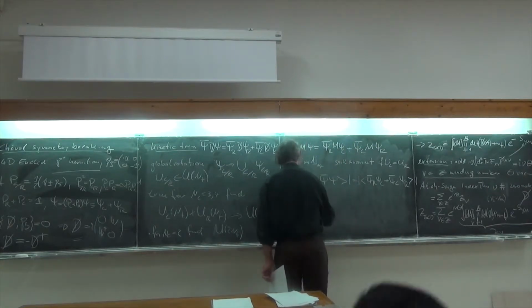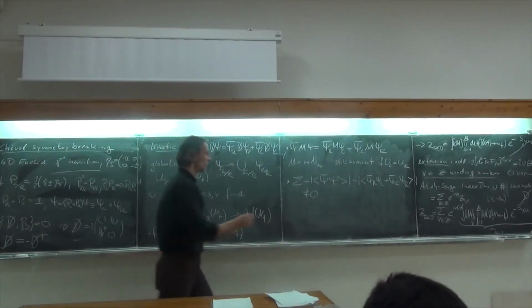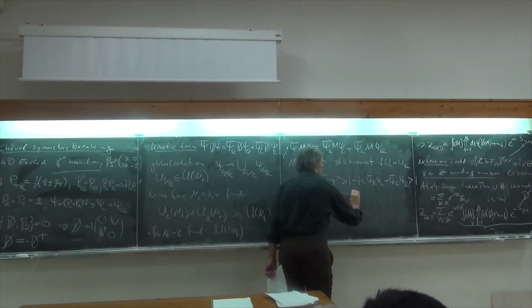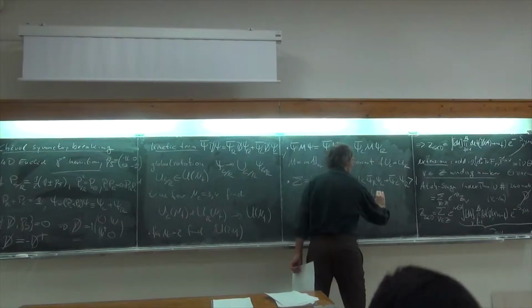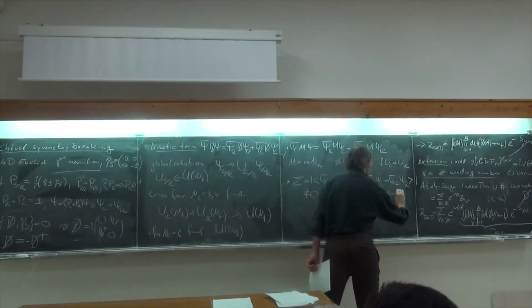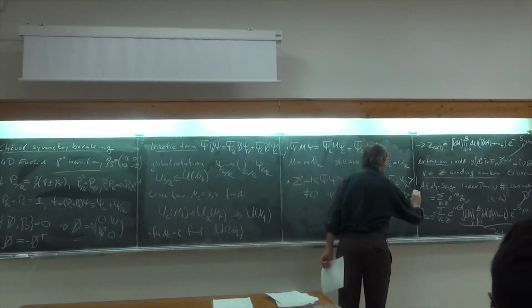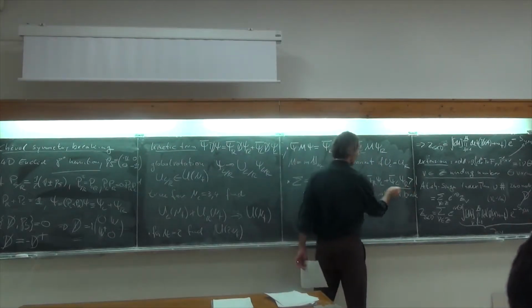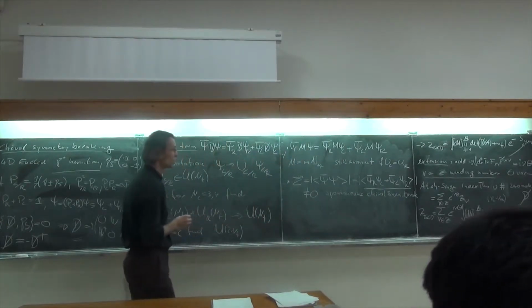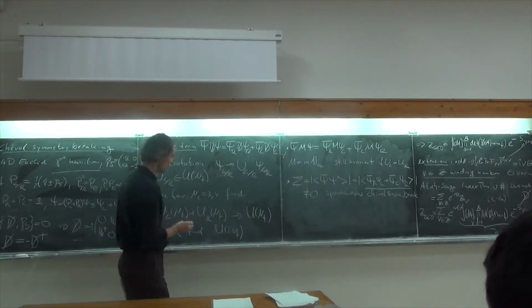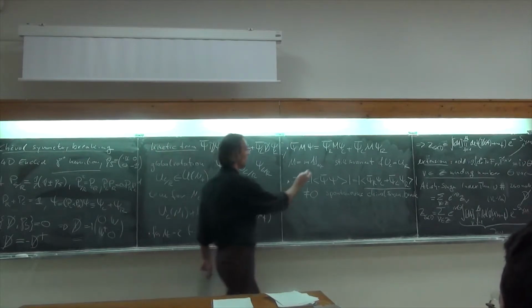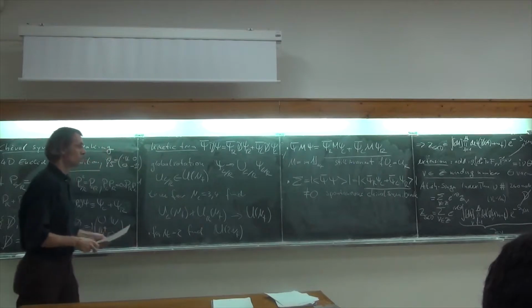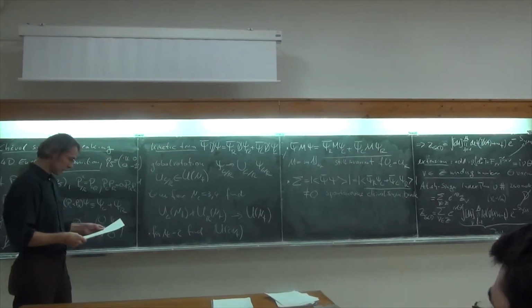And this is non-zero. So this is called spontaneous [symmetry breaking]. And you see that this vacuum expectation value breaks chiral symmetry from the bigger group to a smaller group in exactly the same way as the mass term. Okay.